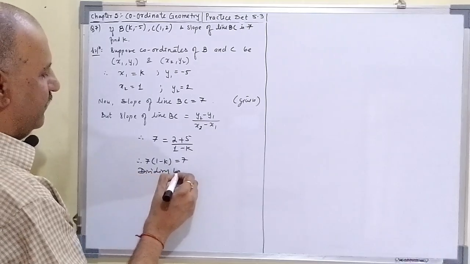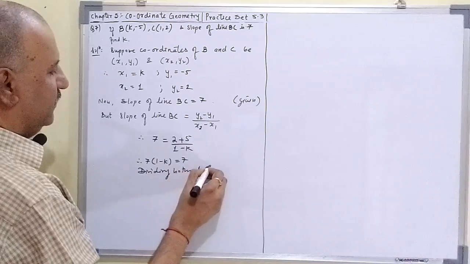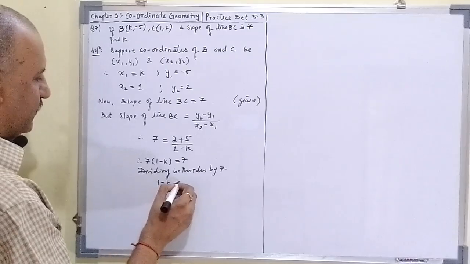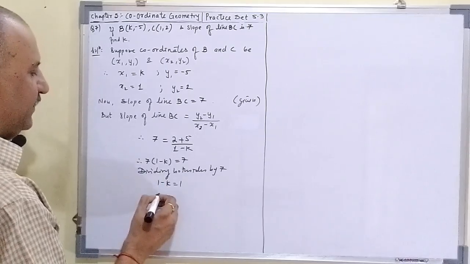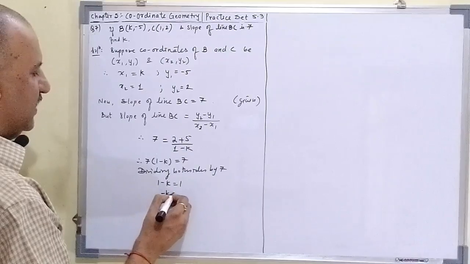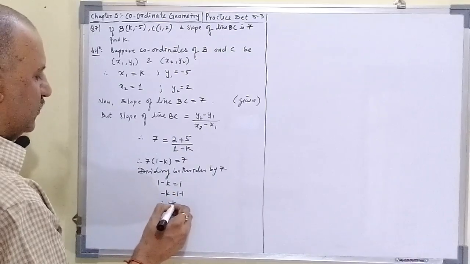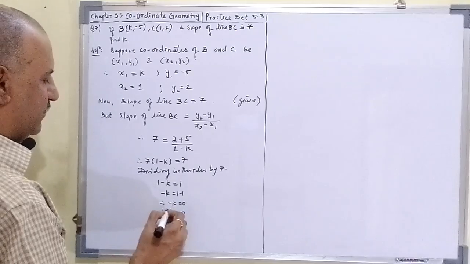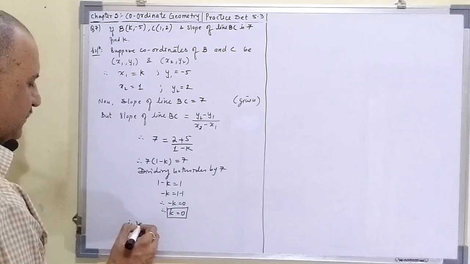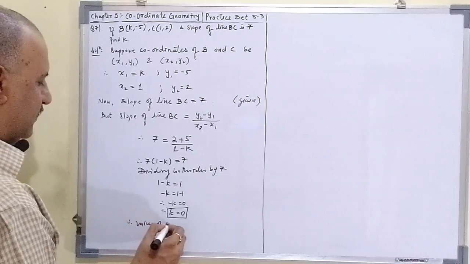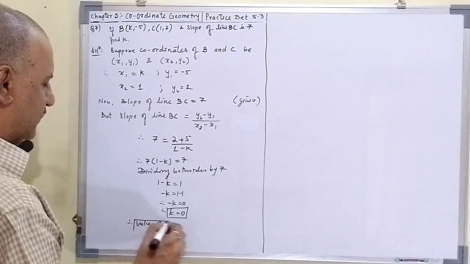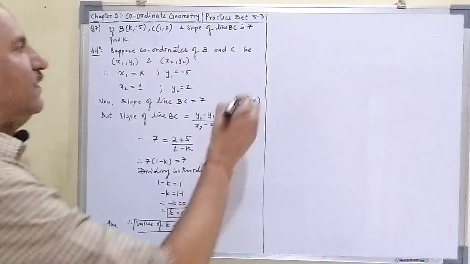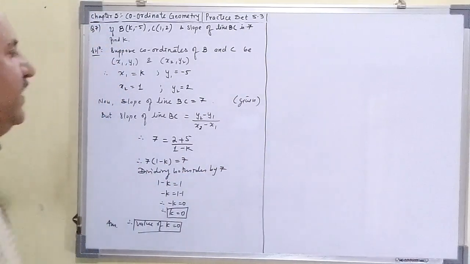Dividing both sides by 7, तो 7 चला गया. 1 minus k equal to 1. 1 उस साइड लेके जाओ. So minus k equal to 1 minus 1. So minus k equal to 0. K equal to 0. ये आपका आंसर. Now question number 8.